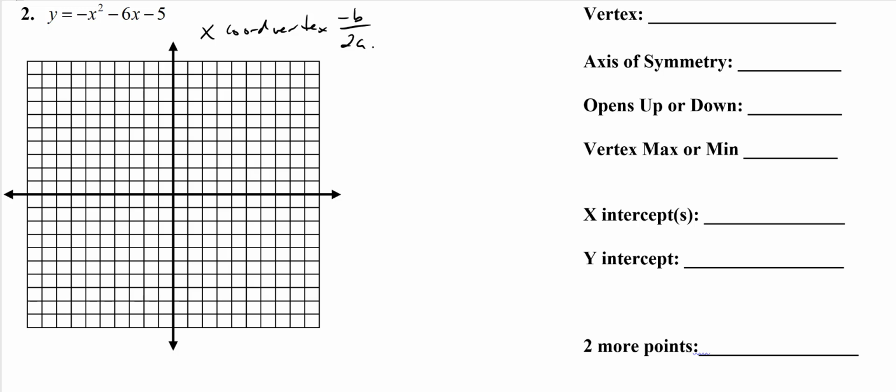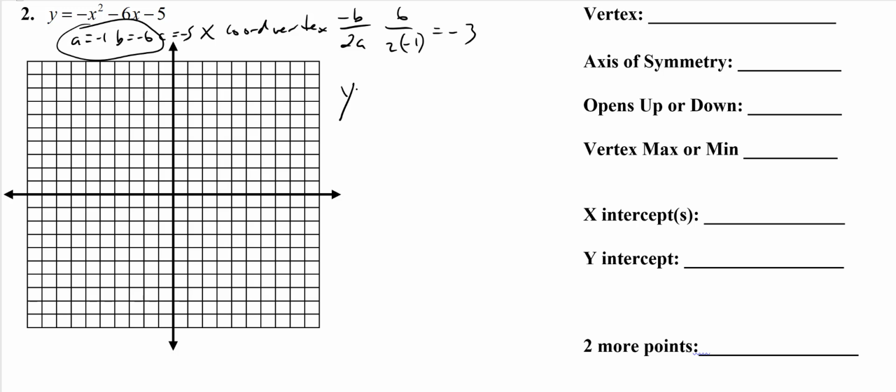So you need to come up with a, b, and c. So a is negative 1, b is negative 6, and c is negative 5. These are the two that I really need right here, a and b. Okay, so opposite of b, which means positive 6 over 2 times negative 1. So that's 6 over negative 2, which is negative 3. So it's negative 3 comma something.